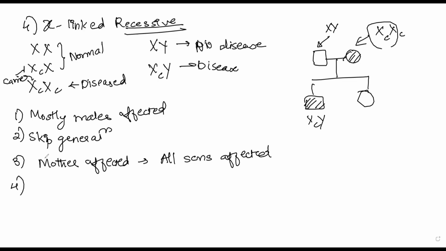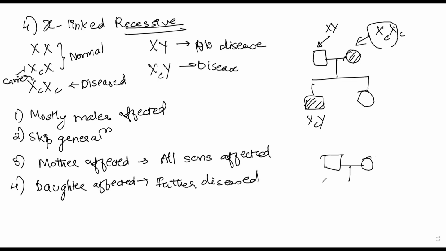Other trademark for this is, if the daughter is affected, that means the father was diseased. Let us try and understand this. So what we are saying here is that the daughter is affected. Now daughter is affected means she's XCXC. Now see, definitely the father is XY.